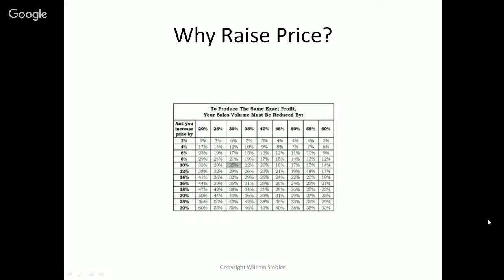So why raise price? Unfortunately, this graphic is a little bit blurry, but essentially what this is saying is, if you increase price by 10% and your margin was, say, 30%, you'd have to lose 25% of your sales before you would be worse off. So very simply, if you increase price, you need to lose a lot of customers in order to be worse off. And experience is that it doesn't happen.